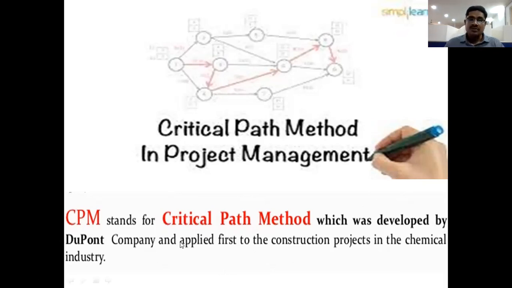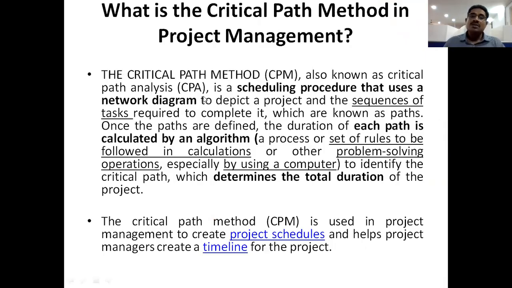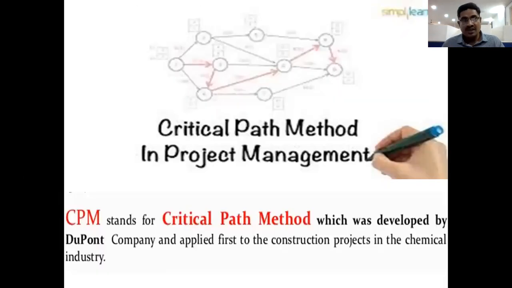So now I'm coming to the meaning of CPM. What is the critical path method in project management? Critical path method, CPM, is also known as critical path analysis. Please remember this word. CPM is also known as CPA, critical path analysis. It is a scheduling procedure that uses a network diagram. Here, already I told you, this is the network diagram.